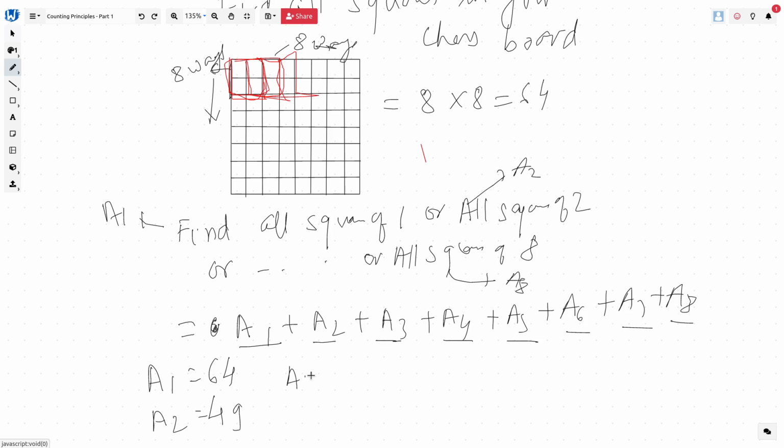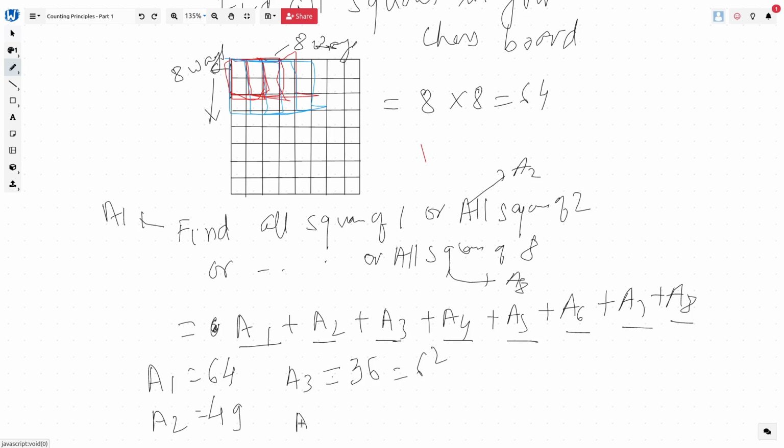Similarly A3. Now if you look at A3, so if you try to look horizontally, there is 1 way here, a second way here, and if you keep on counting, then you will get around 6 ways of finding the 3 squares in a horizontal way, and similarly 6 ways in the vertical way. So we will reach the conclusion that A3 will be nothing but 36, that is 6 square.